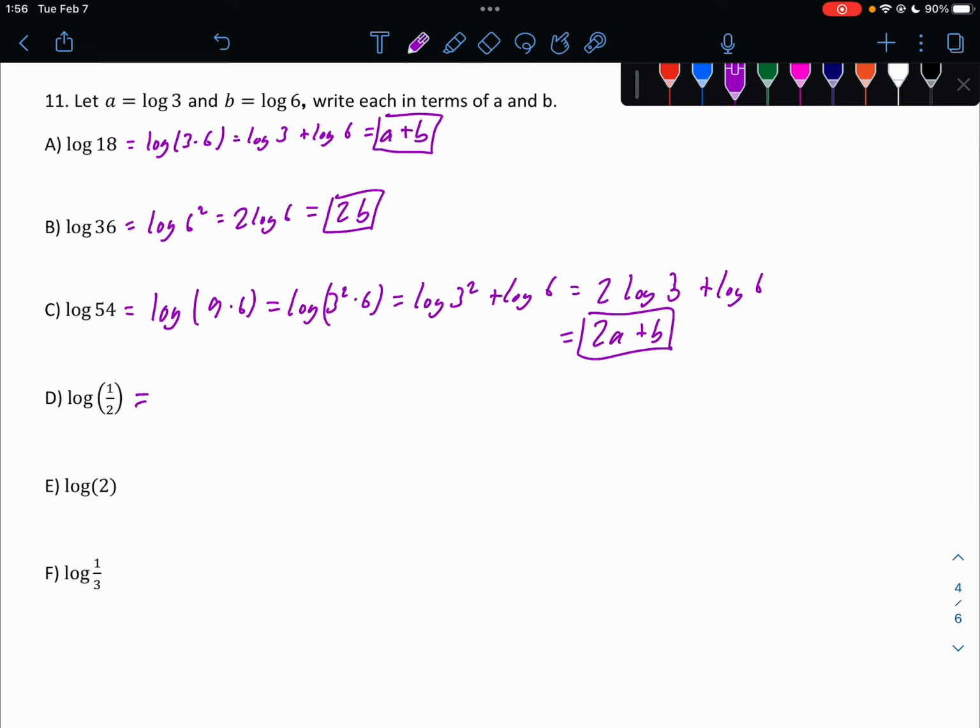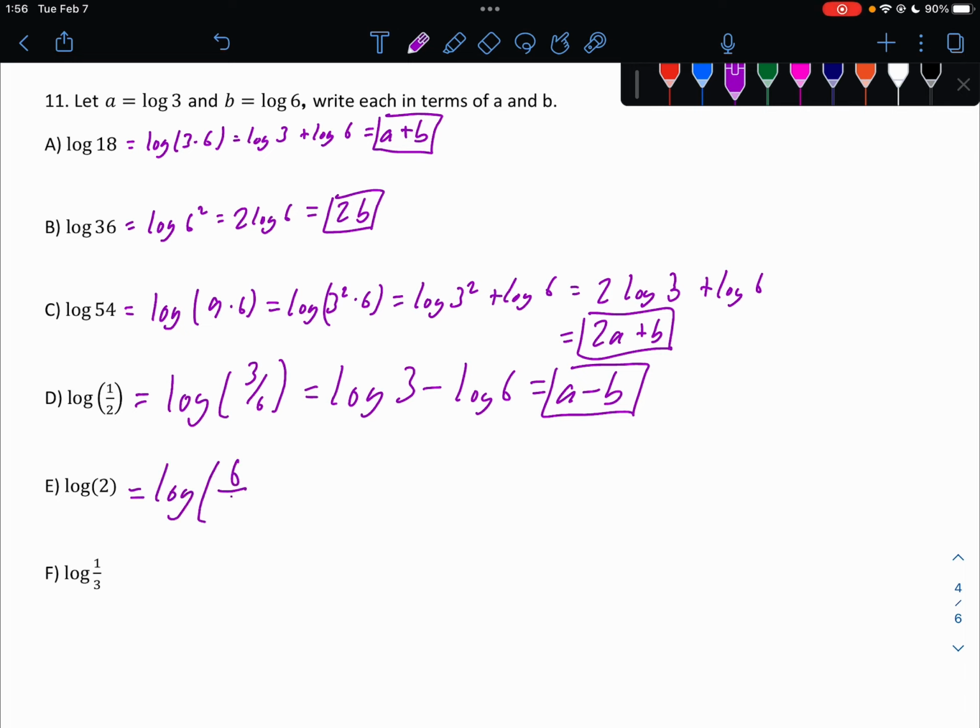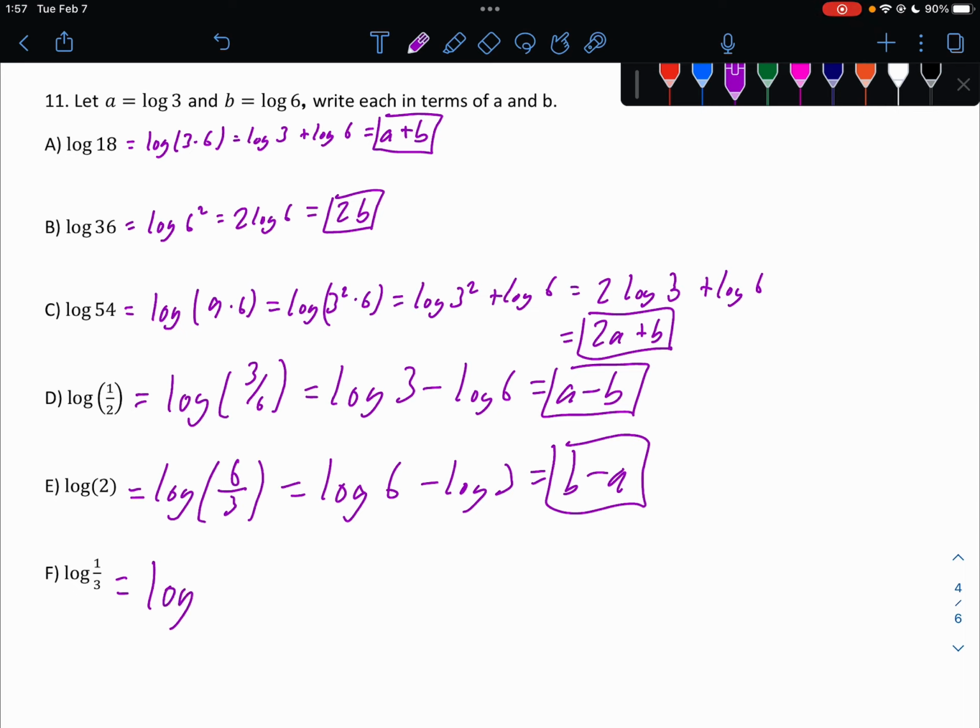Log of 1/2 I can rewrite as log of 3/6, which is log of 3 minus log of 6, or A minus B. Log of 2 I can write as log of 6 over 3. So that's log of 6 minus log of 3. So that's B minus A. And log of 1/3, I can rewrite as log of 3 to the negative 1, which is negative log of 3, which is negative A.